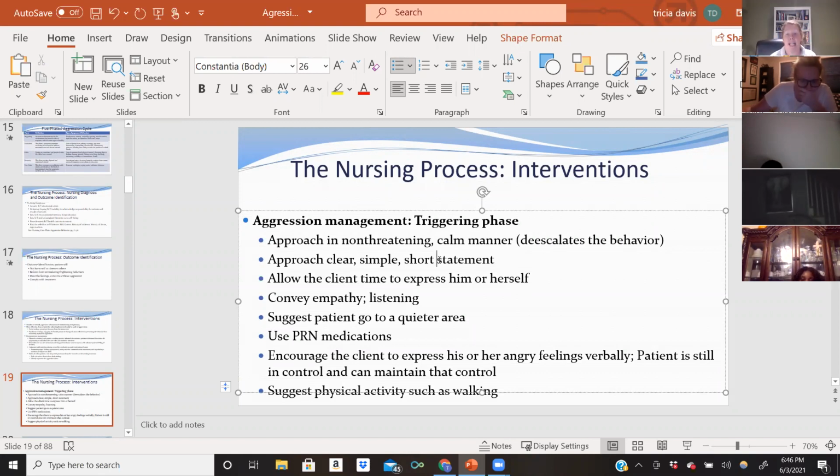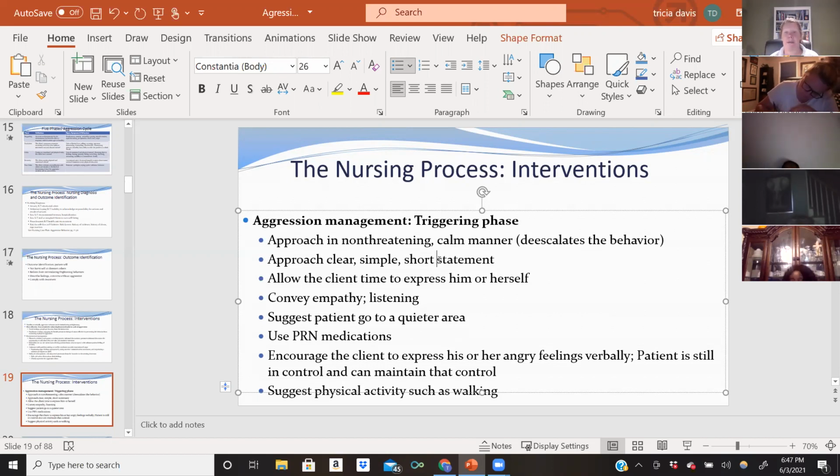You want to allow the client time to express him or herself. Sometimes, depending on the medication they're on or how worked up they're getting, they might not really be able to just sit down and say, this is how I feel. So you want to make sure that you are actively listening to them and conveying empathy so that they know that you're taking them seriously. If people feel like you're not listening to them, it's just going to escalate things.